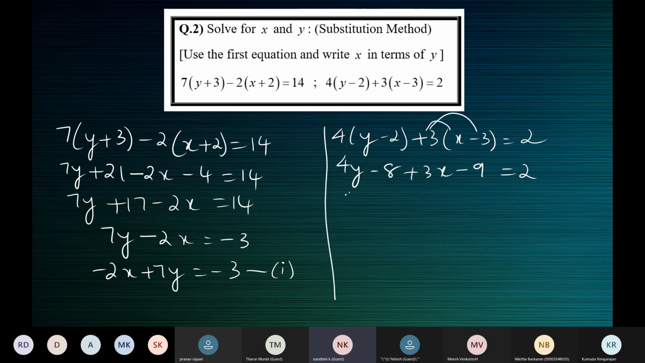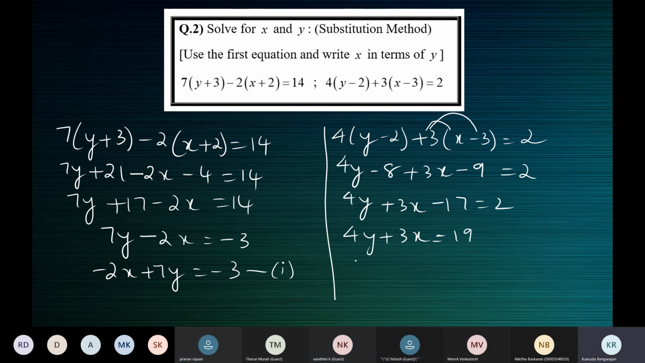4y plus 3x minus 17 is equal to 2. Very good. Then 4y plus 3x is equal to 2 plus 17, not 15. That is 19. Now in the correct form, write the x term first.